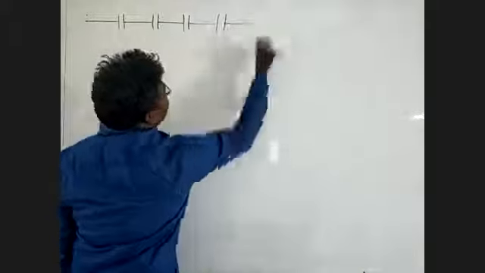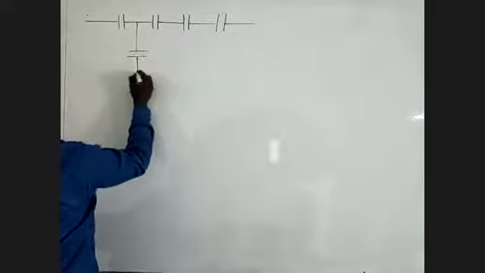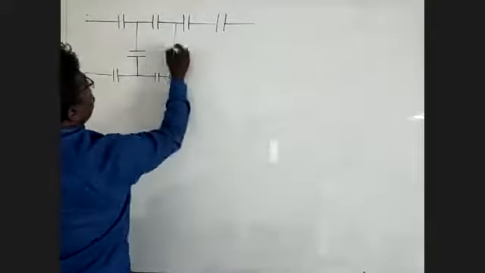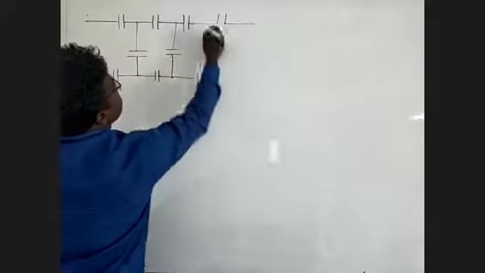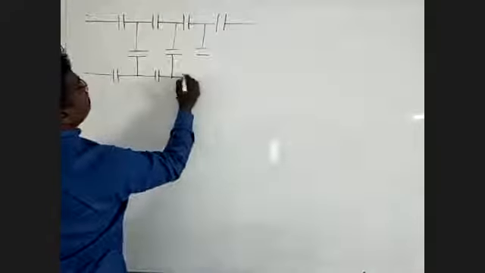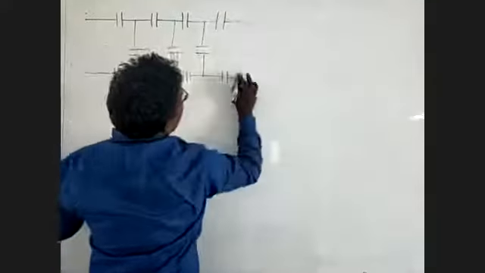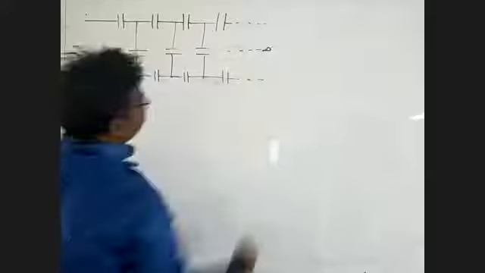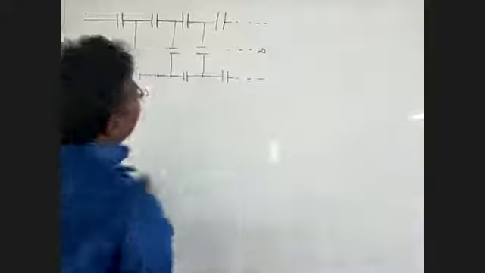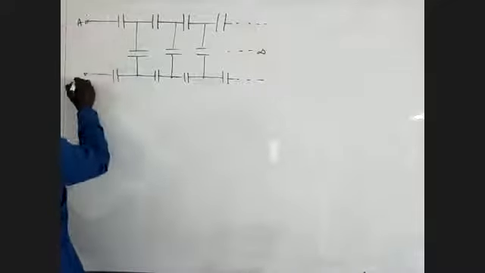For capacitors. This is a capacitor. It is connected up to infinity. Okay. This is the A point. This is the B point.